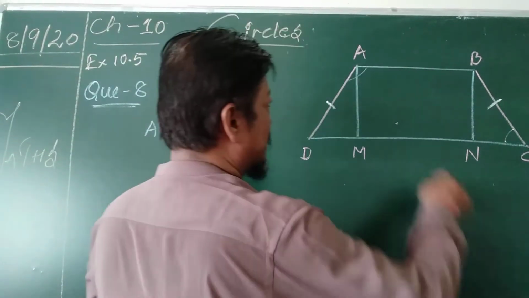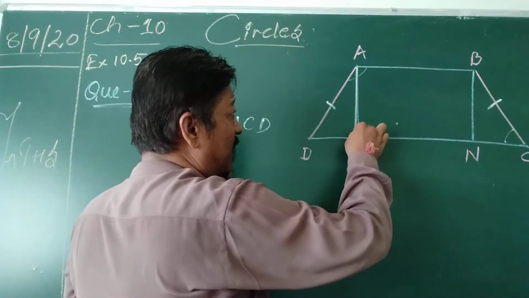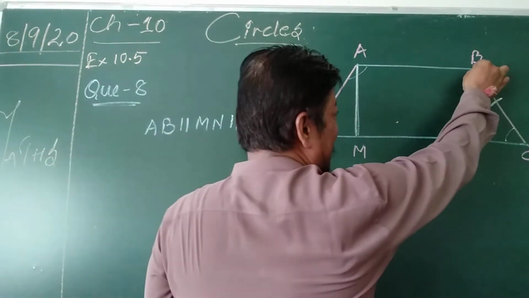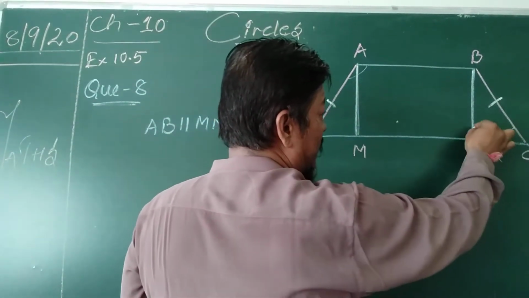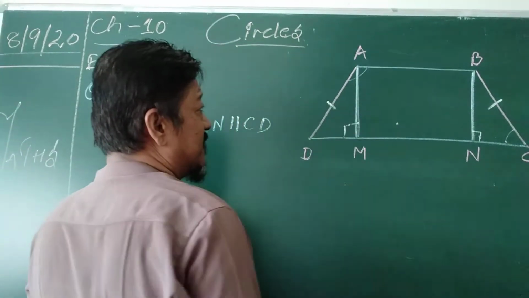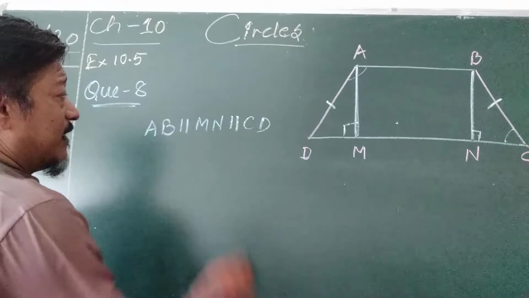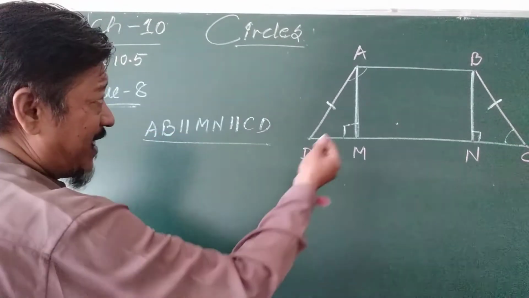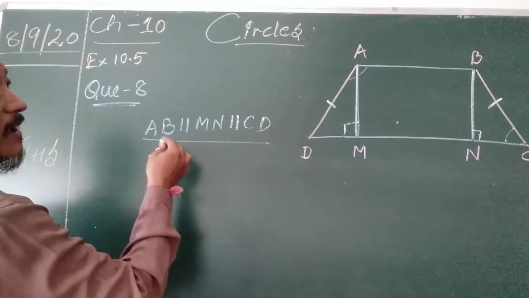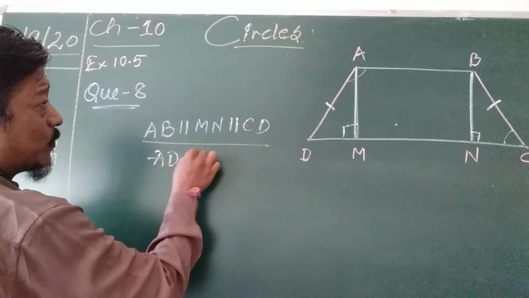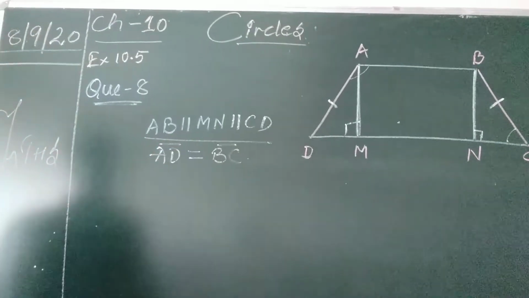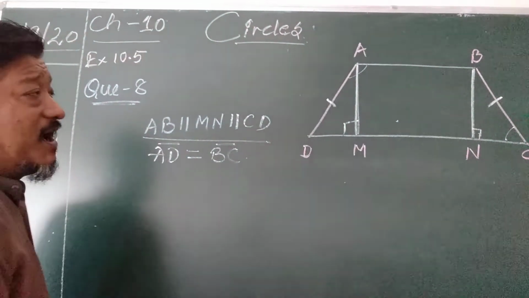For this, first of all, you have to draw a line AM perpendicular to CD and similarly BN perpendicular to CD. It means this becomes 90 degrees, and this becomes 90 degrees. This is given to you, and what else is given to you? AD is equal to BC. This is given to us.